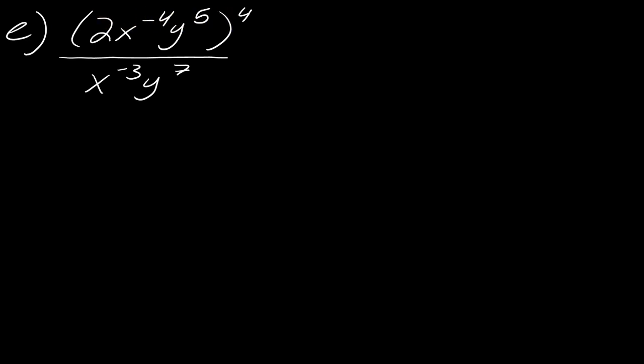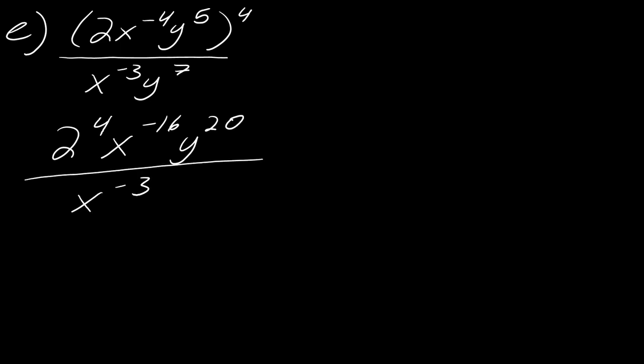This is very different from the previous two problems, right? Because only one of these has parentheses. So there's nothing else we can really do to this problem until we deal with this fourth exponent. So let's do that. So this is going to be 2 to the 4th, x to the negative 16th, and then y to the 20th.